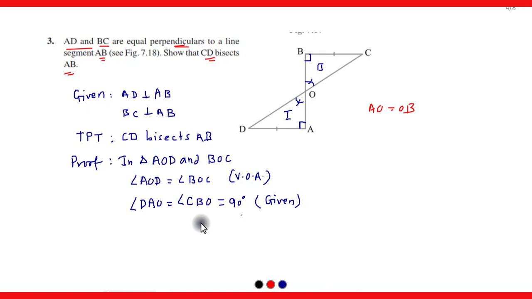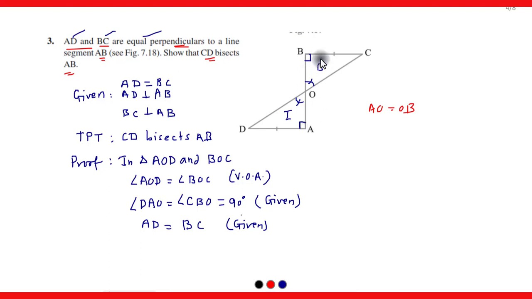Okay, now the third thing we have to prove is that AD is equal to BC, which is given. What is given here? AD and BC are equal perpendiculars. So here you will have to write in the given also that AD is equal to BC. This is also given. AD is equal to BC. That is given.